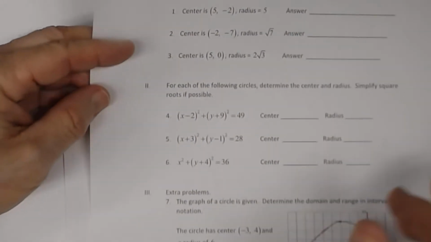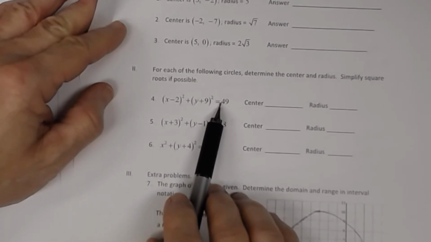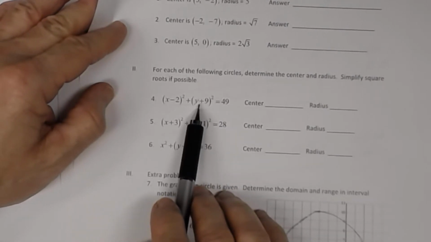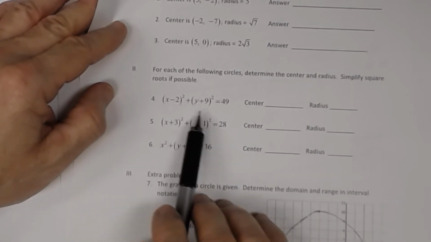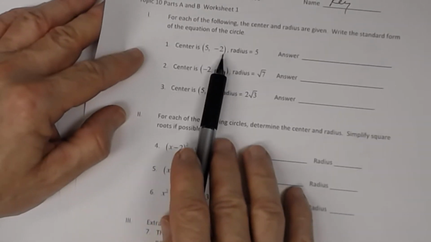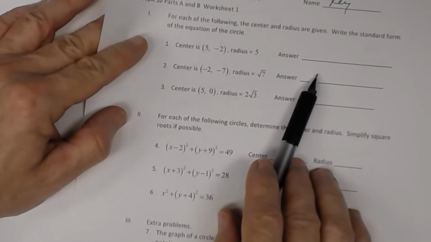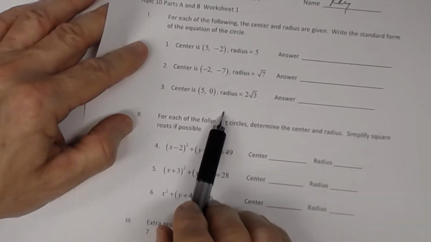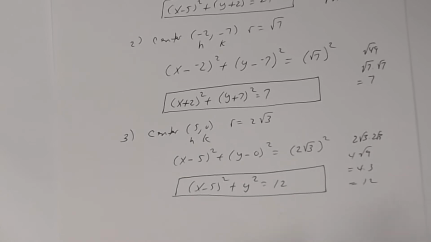Then the second part is this. So the second part, you are given the equation of a circle, and it's in standard form, and you want to find the center and the radius. So here you are finding this; before, you were given the center and radius and you wrote the equation in standard form. In this one, you're just going backwards. Okay, so let's look at number 4.